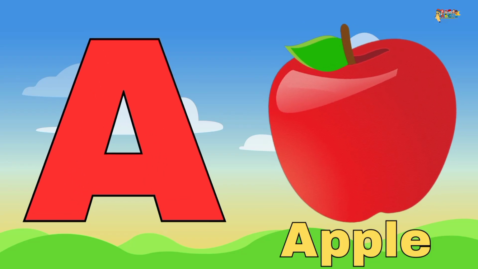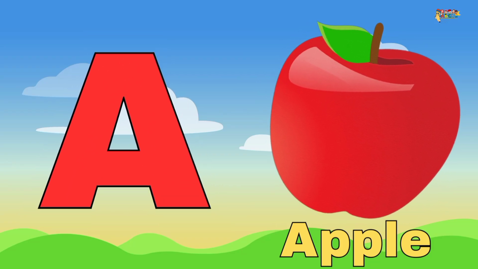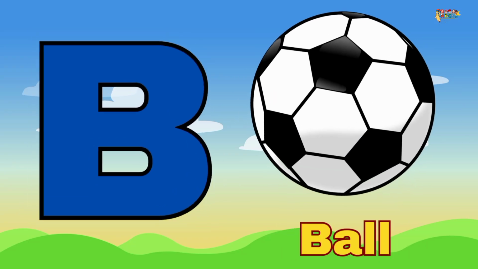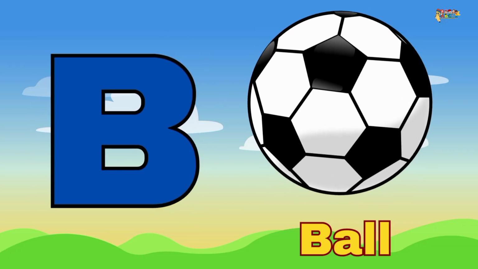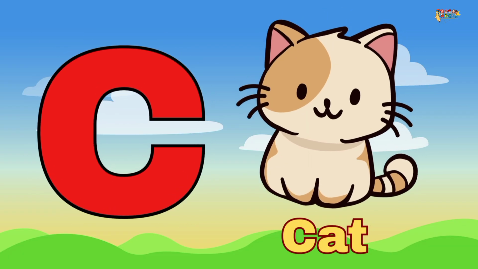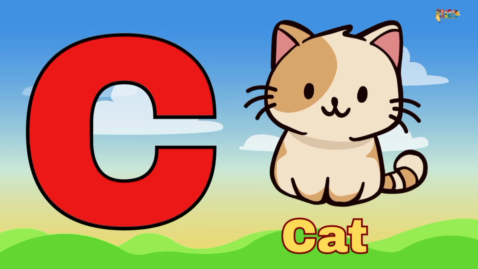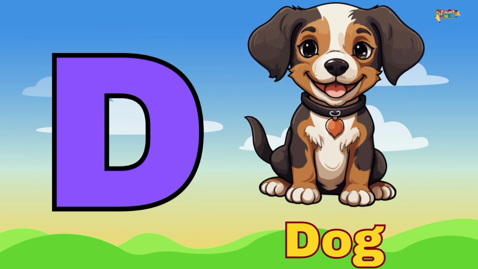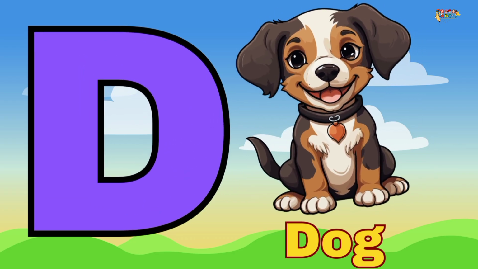A is for apple. B is for ball. C is for cat. D is for dog.